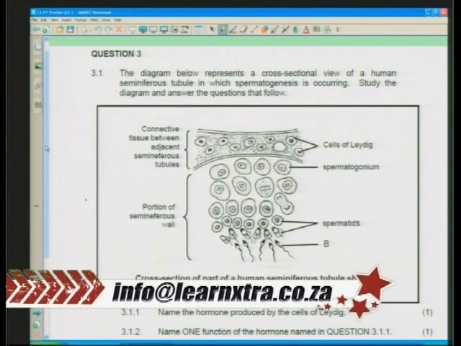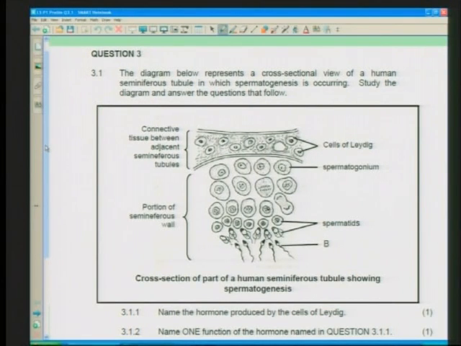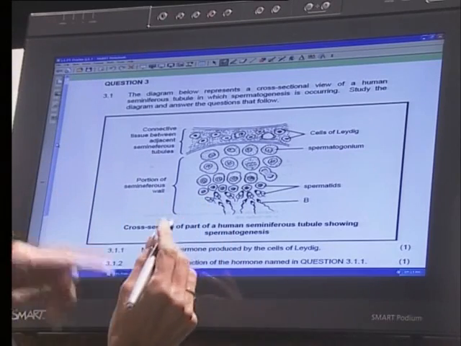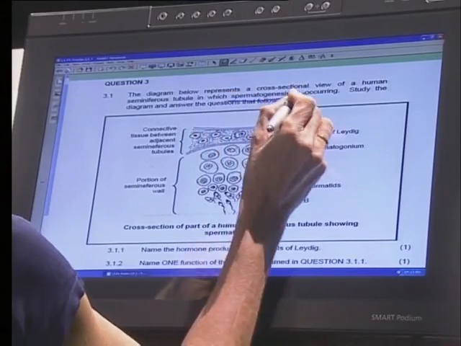It says the diagram below represents a cross-section through a human seminiferous tubule. In other words, it's in the male, because we only find seminiferous tubules in the male, in the testes where the sperm are produced, in which spermatogenesis is occurring.